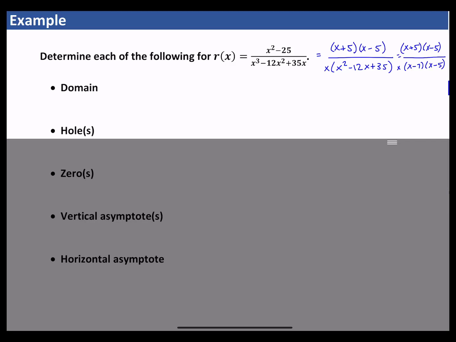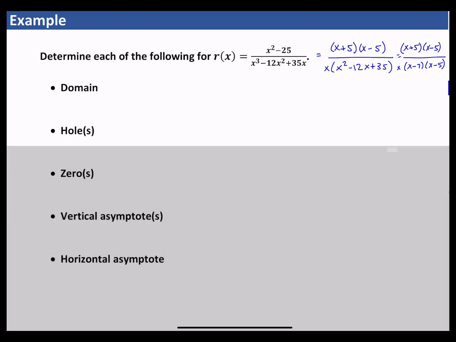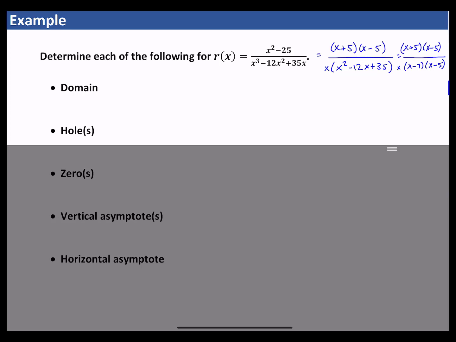And so our domain is any value of x that would make the denominator 0, which means we know the domain will be all real numbers except x equals 0 for that factor x we took out, x equals 7 for the x minus 7, and then x equals 5 from that factor of x minus 5.